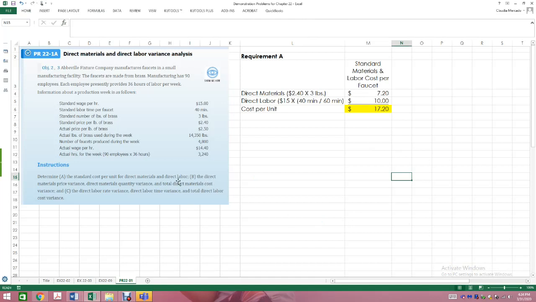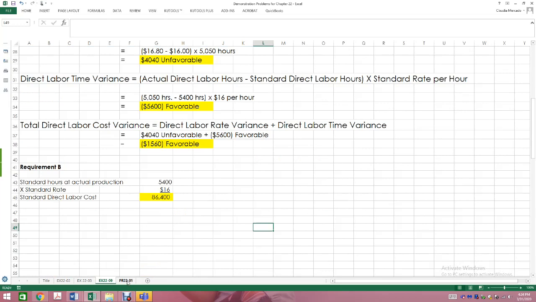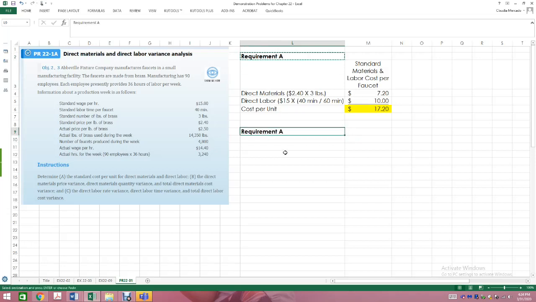Requirement B asks for the direct materials price variance, direct materials quantity variance, and total direct material cost. Now, which one did we do here? We did labor, not price. I wanted to copy and paste, but I guess it's not going to work for me. Okay, I think I can continue here. Control copy, control paste. Requirement B. Let's see if this works out.